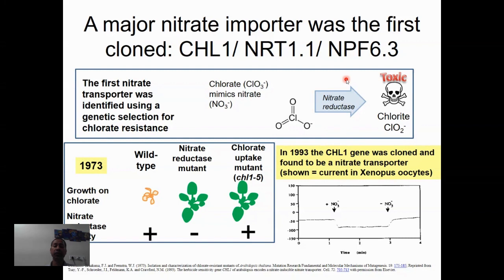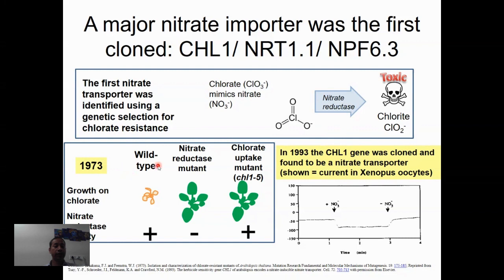So how did scientists prove this? They made a mutant of chlorate uptake, meaning that the plant cannot take up chlorate. Once they made this plant, they made a simple assay. They grew these plants on chlorate medium. Chlorate medium means they add chlorate in MS agar, which is the medium where plants can grow.